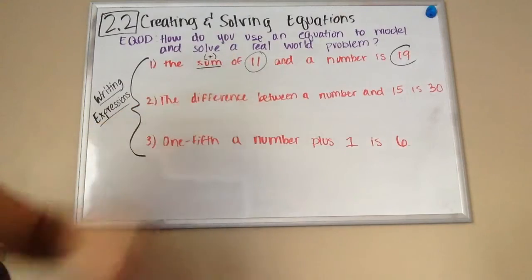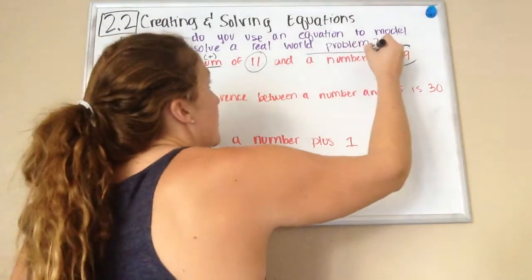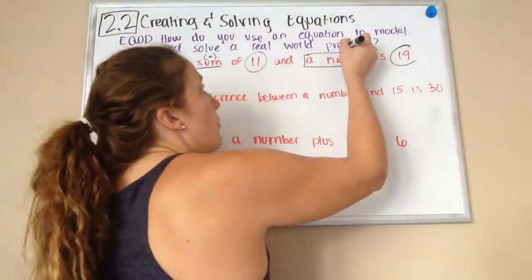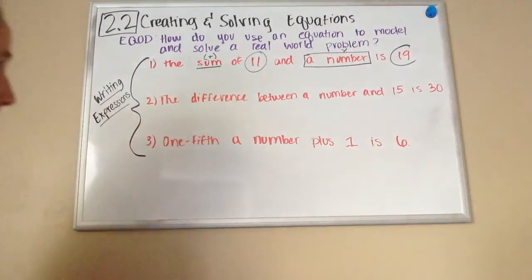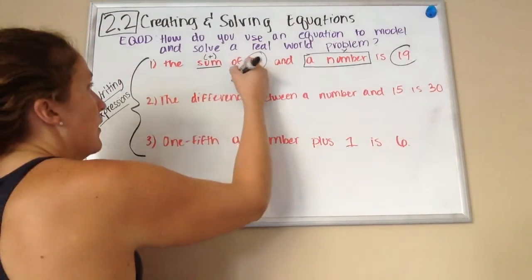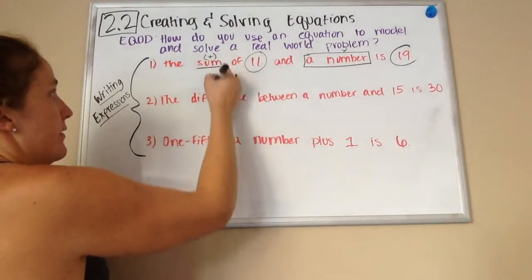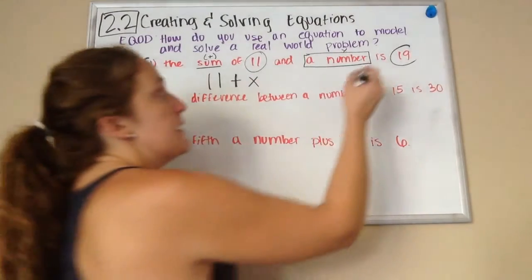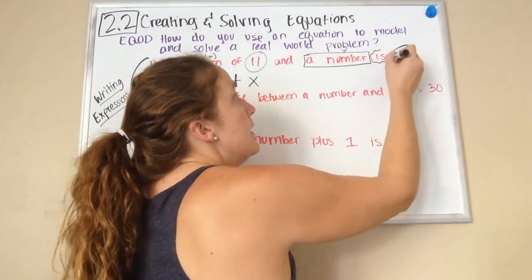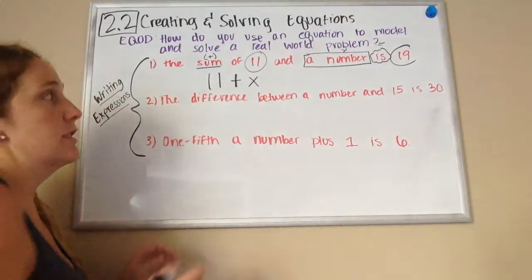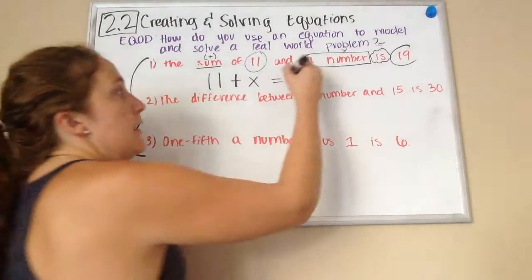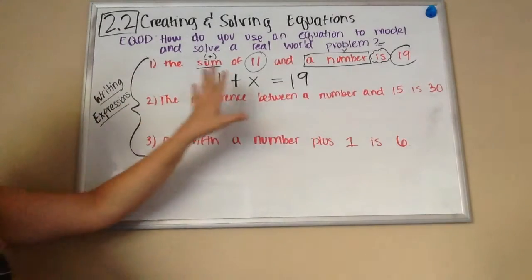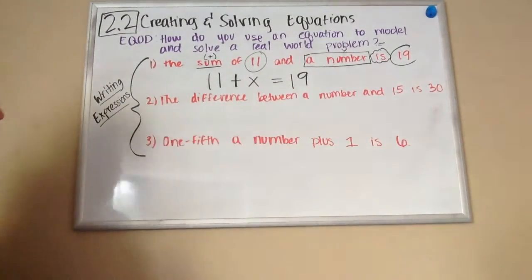So the sum of 11 and a number. We don't know what that number is, so anytime we don't know what the number is, we're just going to use a variable. We're just going to call it x. So the sum is addition of 11 and a number. And "is" is always going to be our equal sign, to 19. So 11 plus x is 19. All we're doing right now is writing them out. We're not going to solve. I know you could solve that one.